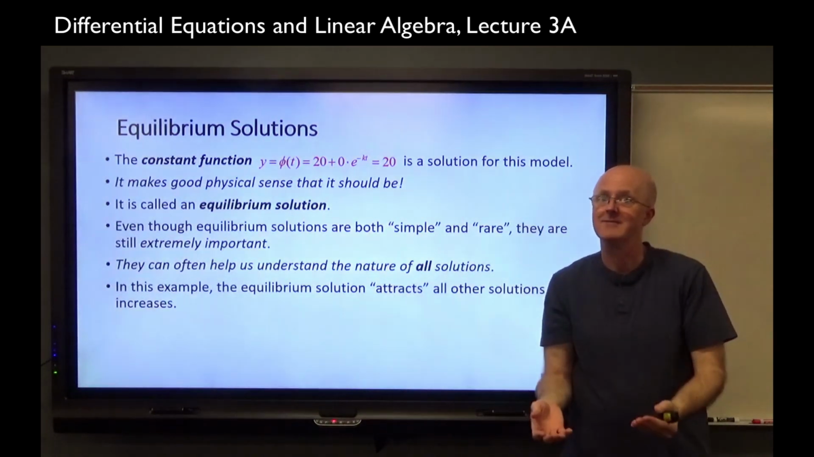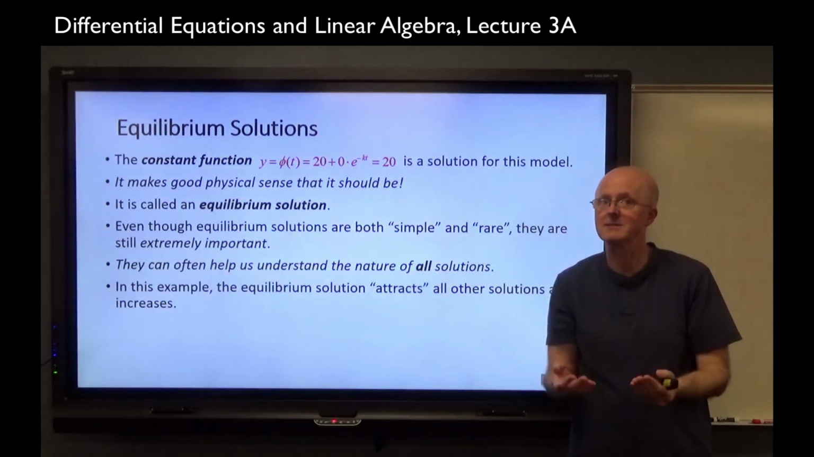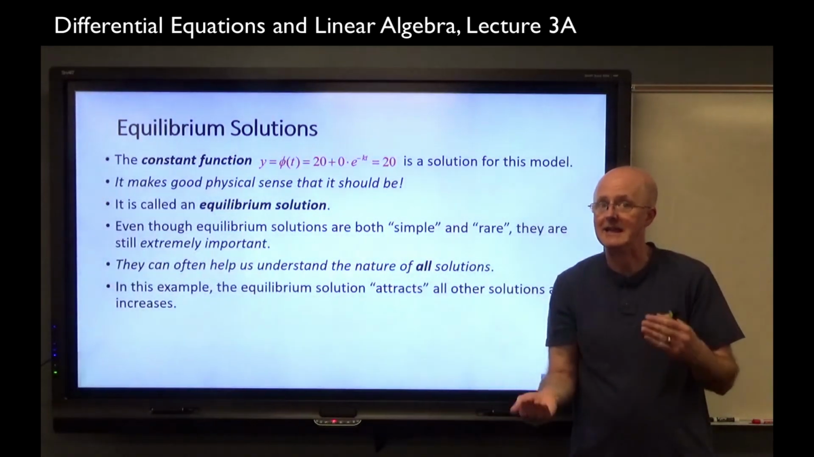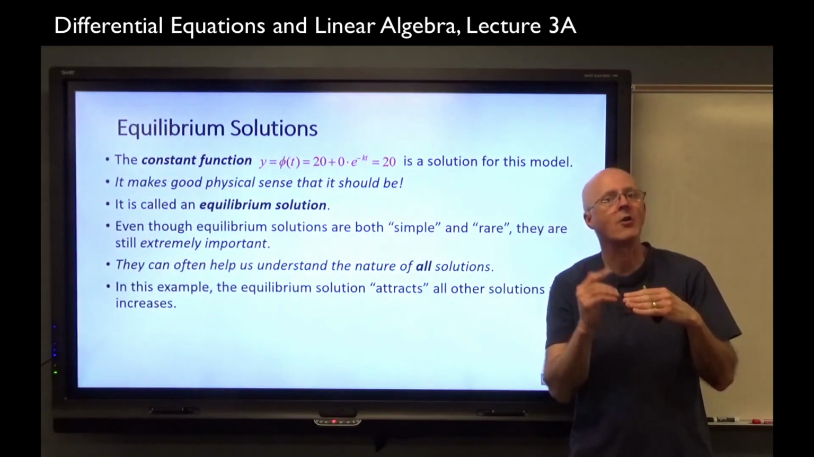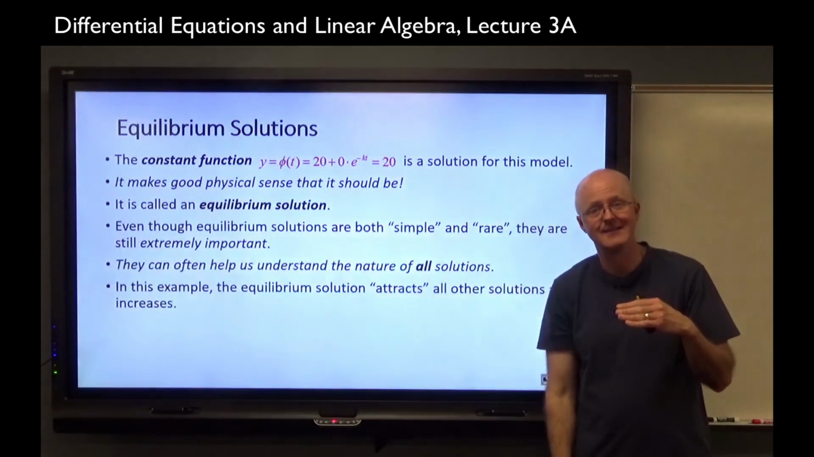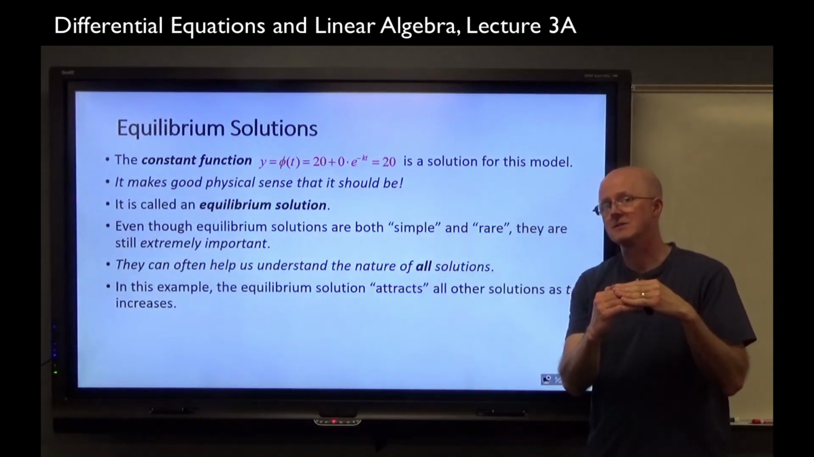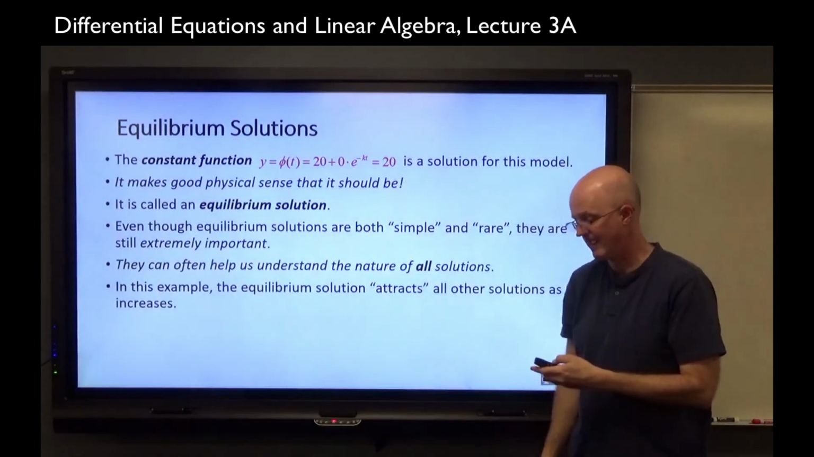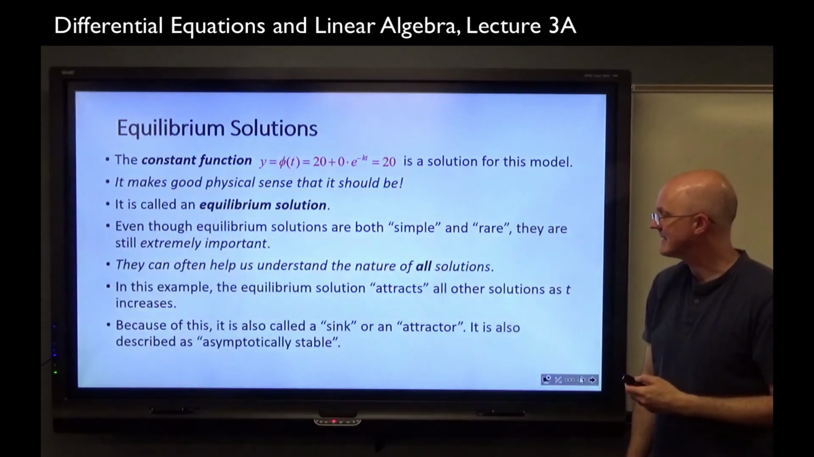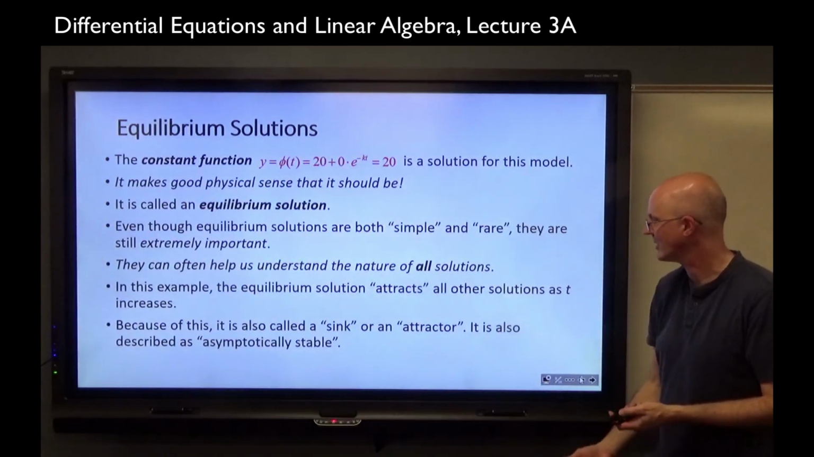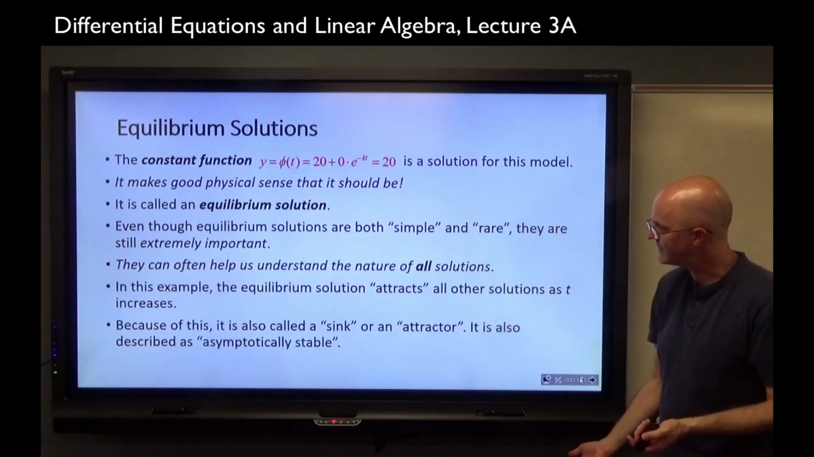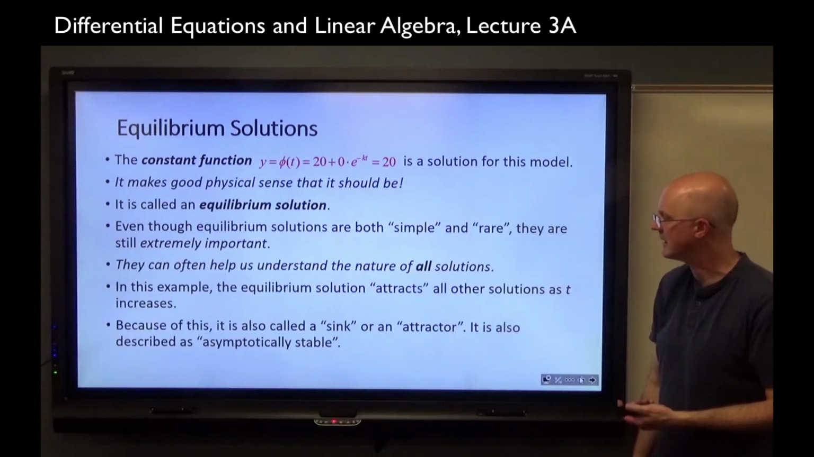If your coffee is very cold, 2 degrees Celsius to begin with, it was in the freezer for a little while, it's going to warm up. That's Newton's law of heating, although it's actually the exact same model. Think about that. Solutions will increase toward 20. Because of this, equilibrium solutions that attract other solutions like this are sometimes also called sinks or attractors. Sometimes they are also described as asymptotically stable. You don't need to know those terms right away, but later on I'll be emphasizing them in the course.